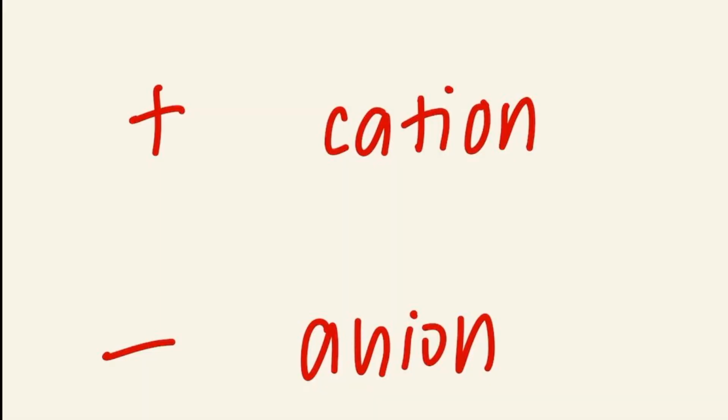Remember that electrons are negatively charged, so when an atom loses that electron, it becomes more positively charged. It becomes a cation. So the number of protons would stay the same, but the number of electrons would be different. If an atom gains an electron, it becomes a negatively charged ion or an anion.